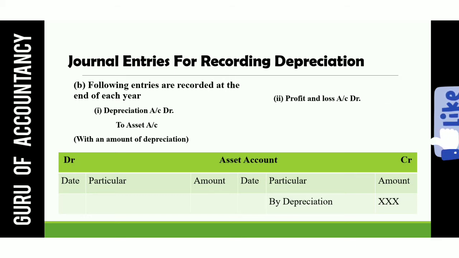At the end of the year, this depreciation account is closed and it is transferred to profit and loss account. So the second entry would be profit and loss account debit to depreciation. This entry will be passed at the end of each accounting year. So in this method, charging depreciation to asset, you will write these two entries for the depreciation. First is depreciation to asset and second is profit and loss account to depreciation. These entries are passed at the end of the accounting year.